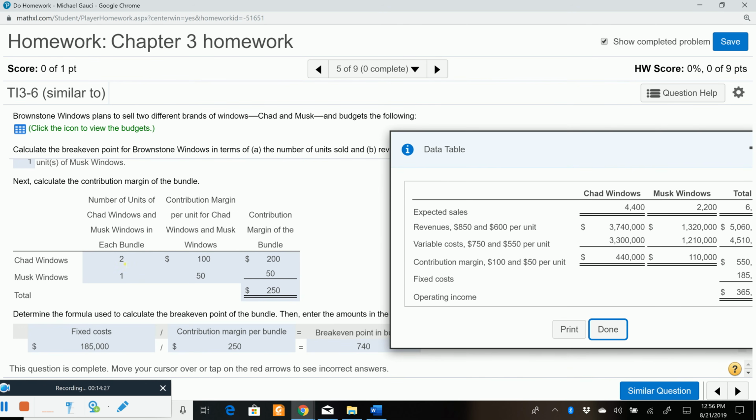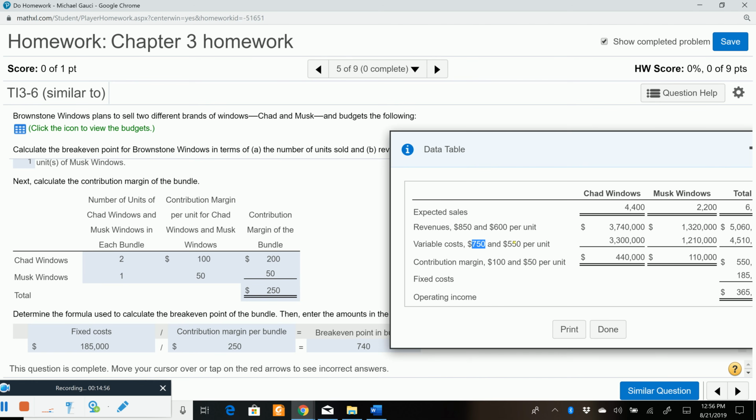So for Chad, 2 windows. And what is our contribution margin per unit for Chad? Well, for Chad, we have $850 in revenue and variable cost of $750. What's $850 minus $750? That is $100. So 100 times 2 is $200, which is the contribution margin for the bundle.